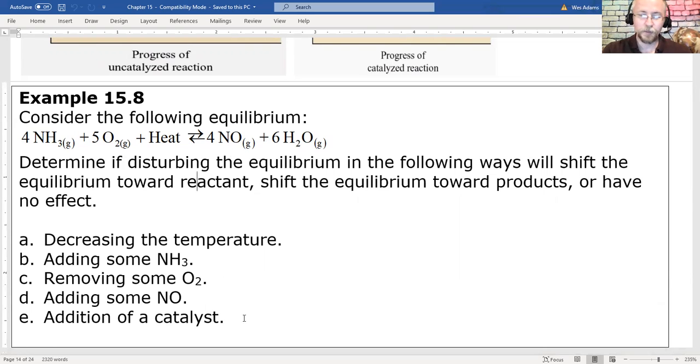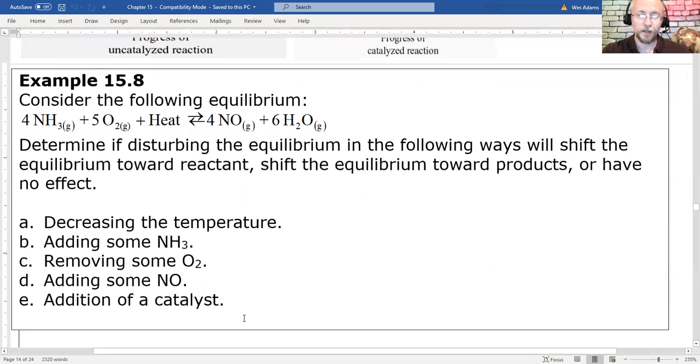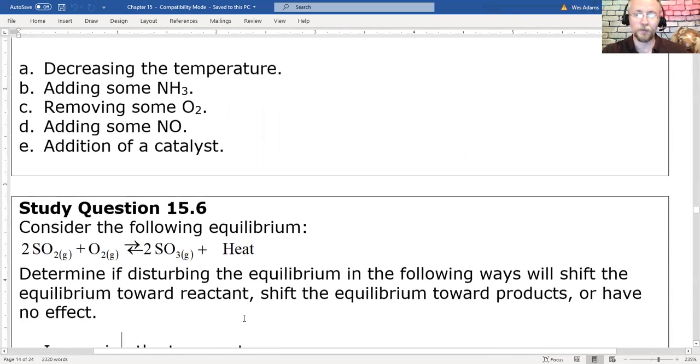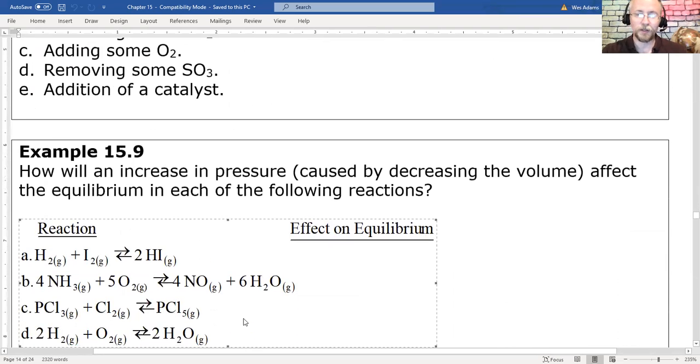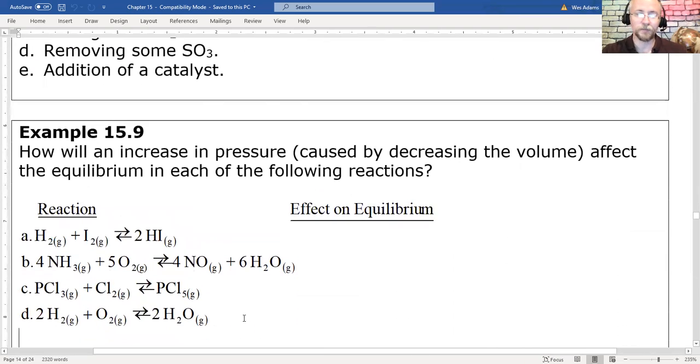Now, there's a problem after this. That's a study question, and I want you to practice that one and see if you can do what we just did. Here is another example which I'll work through. And this is related to gas phase reactions and increasing or decreasing the volume. In fact, each of these reactions.